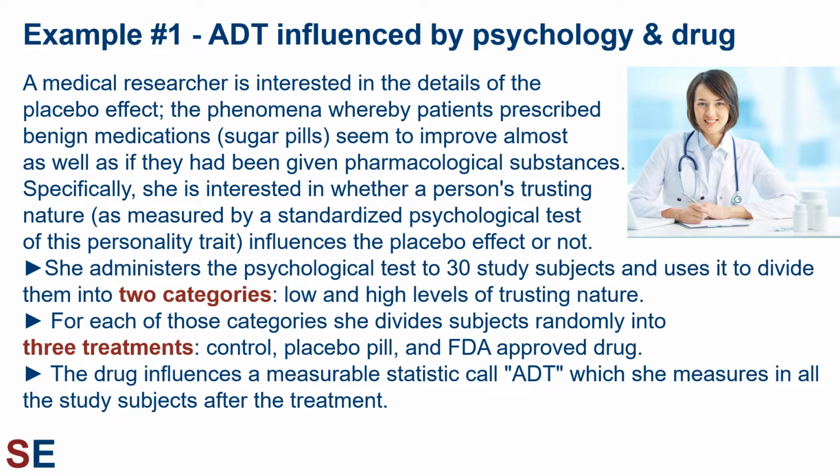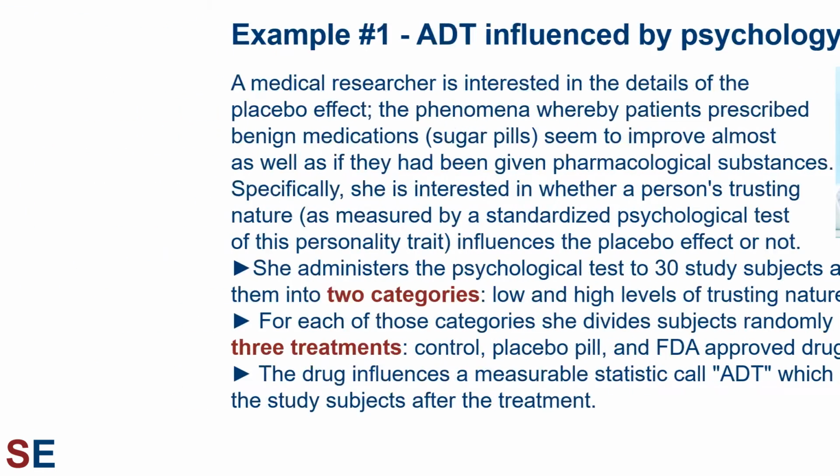For this 2-factor ANOVA, one factor will be the psychological category, and the other will be the treatment. The interaction is whether the effect of the drug versus placebo versus control depends on the psychology of the subject, and this is what the researcher is most interested in.